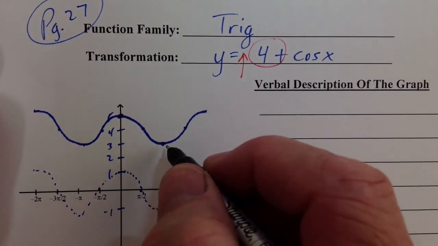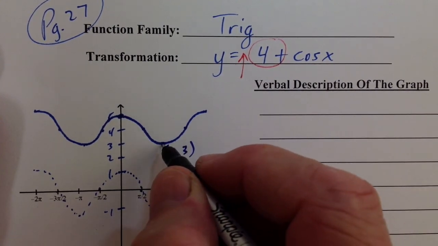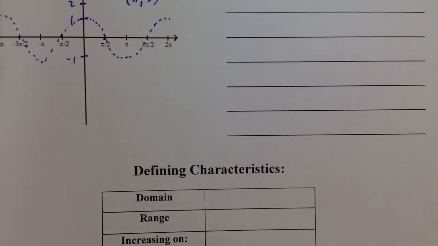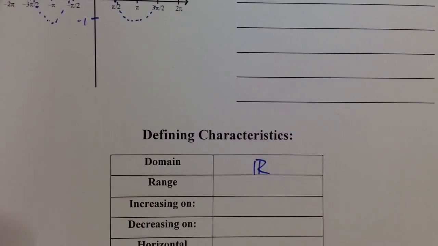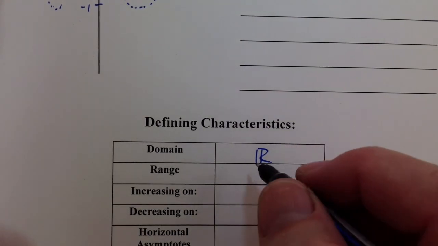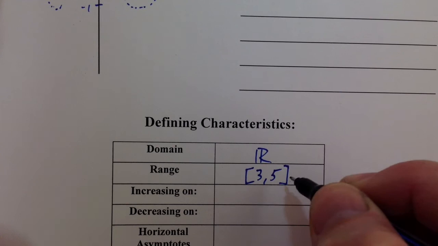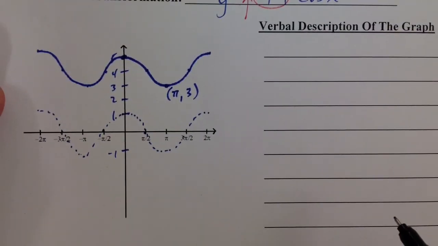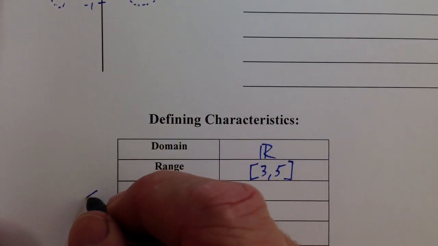We can see the low point here. We should probably put these coordinates so we're clear about this. The low point is 3 and the high point is 5. So we know that the domain doesn't change. Shift it up, down, left, or right, the domain is not going to change. The range, however, does change. The range now, instead of between -1 and 1, is between 3 and 5 because we shifted the entire graph up 4 units.